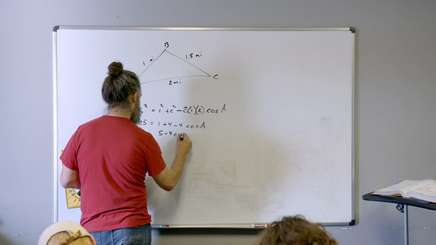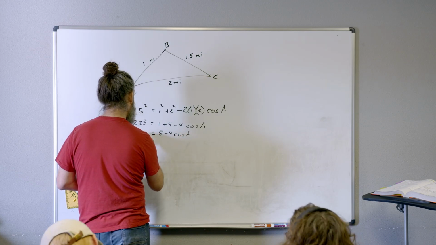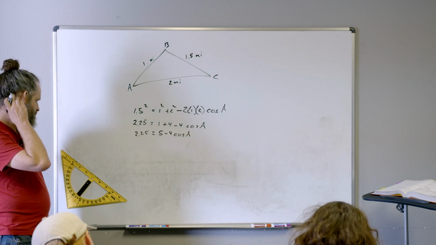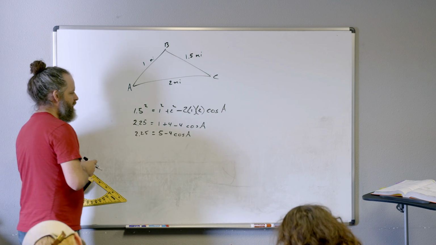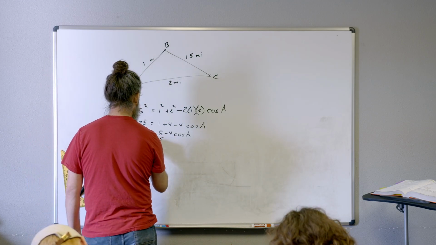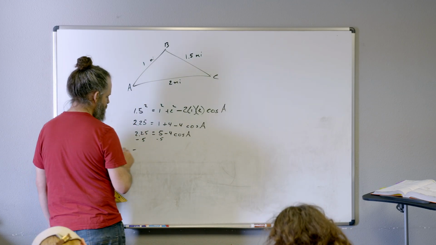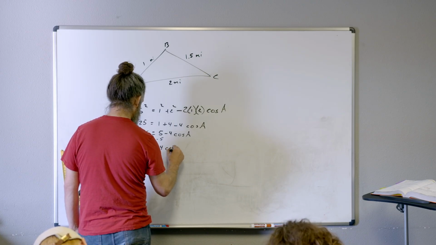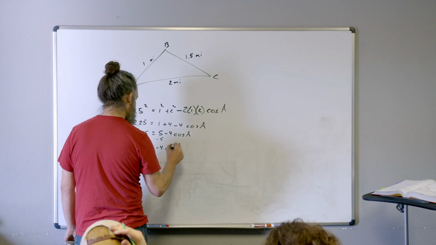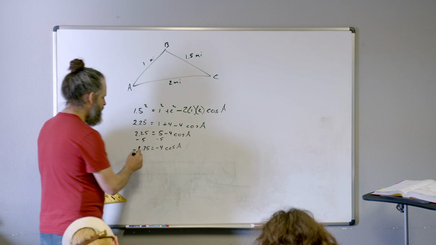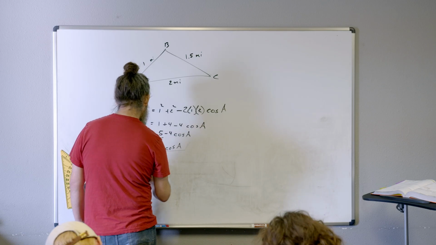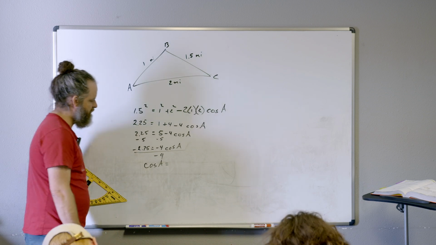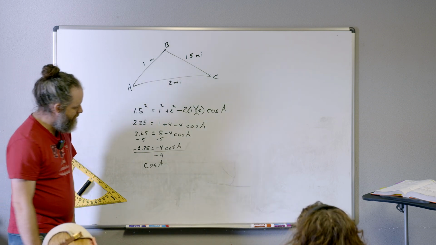Cosine of A equals. Okay. And then what would we have to do? We can by subtracting, right? So negative 2.75 equals negative 4 cosine of A. And divide everything by negative 4. We end up with a cosine of A equals positive something, 0.6875.